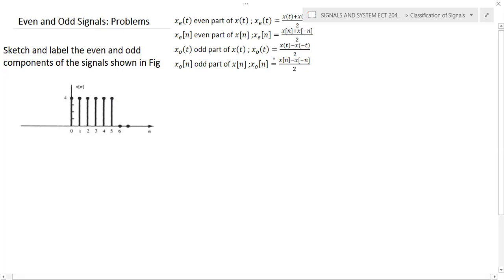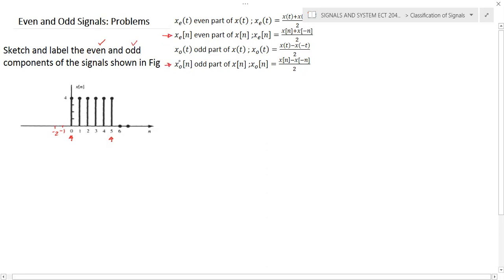See, we need to remember all these formulas, and here we need to find or sketch the even and odd component of the signal. Here a discrete time signal x of n is given, and it has non-zero magnitude from 0 to 5. After that the signal magnitude is 0, and similarly on the negative side the magnitude is 0, and the amplitude at non-zero magnitude is 4. So this is a discrete time signal, and we need to find the even component and odd component. So we need to use these two formulas for a discrete time signal, xe of n and xo of n.